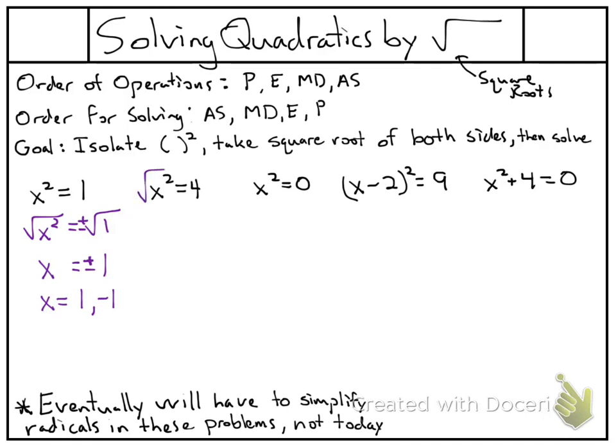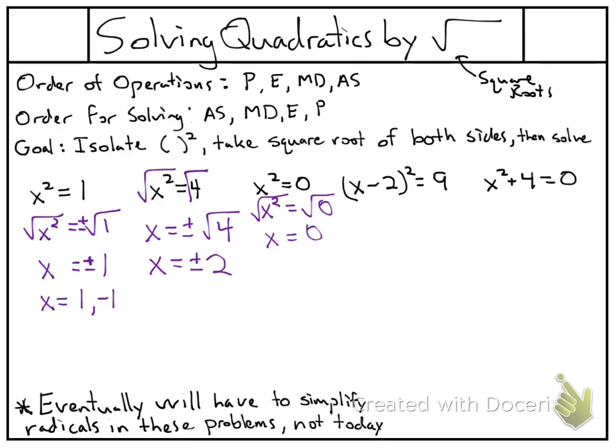So x squared equals 4. I take the square root of both sides. That becomes x equals plus or minus the square root of 4. So x equals plus or minus 2. Now what if we said x squared equals 0? If I take the square root of both sides, the square root of 0 is not going to be a plus or minus. That one just comes out to be x equals 0.